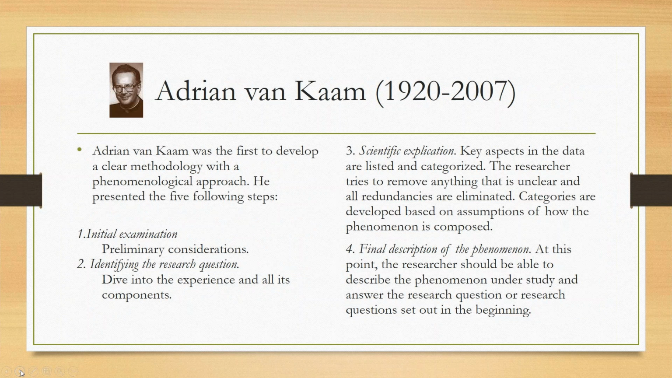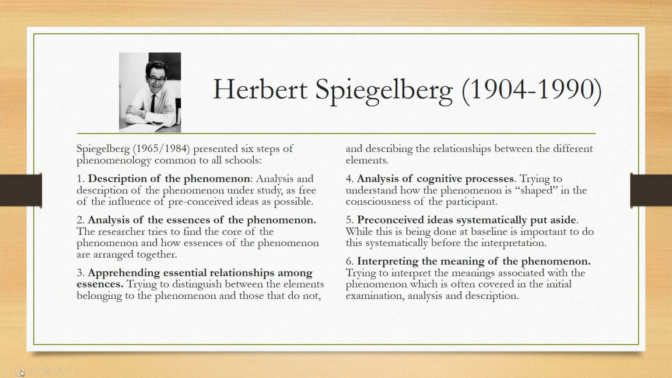Now, Adrian Giorgi was the first to develop a clear methodology with a phenomenological approach. He presented the following steps: initial examination, identifying the research question, scientific explication, and then final description of the phenomenon. And he was the first. And you can see that these are sort of the basic points, all of which are included in all the schools, really.